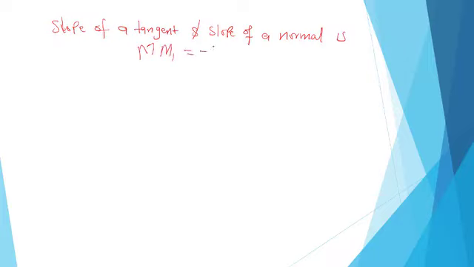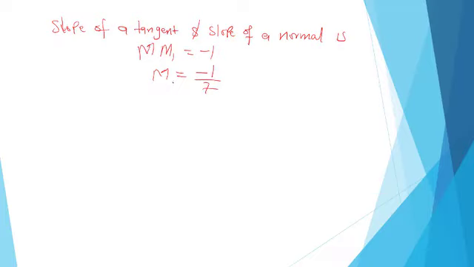The relationship between the slope of a tangent and the slope of the normal is m1 m2 equals minus 1. So since we have 7, the value of the slope for the normal will now be minus 1 over 7. If you divide, that's what you have.